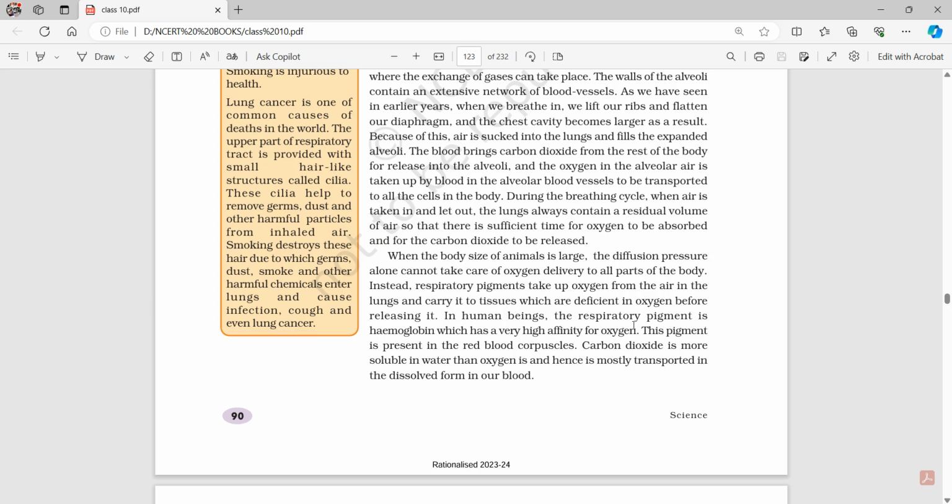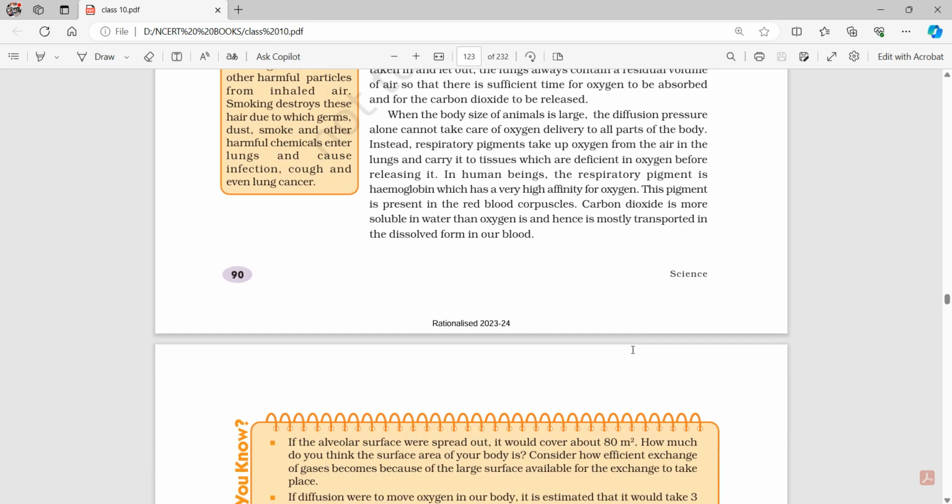In human beings, the respiratory pigment is hemoglobin, which has a very high affinity for oxygen. This pigment is present in the red blood corpuscles. Carbon dioxide is more soluble in water than oxygen is, and hence is mostly transported in the dissolved form in our blood.